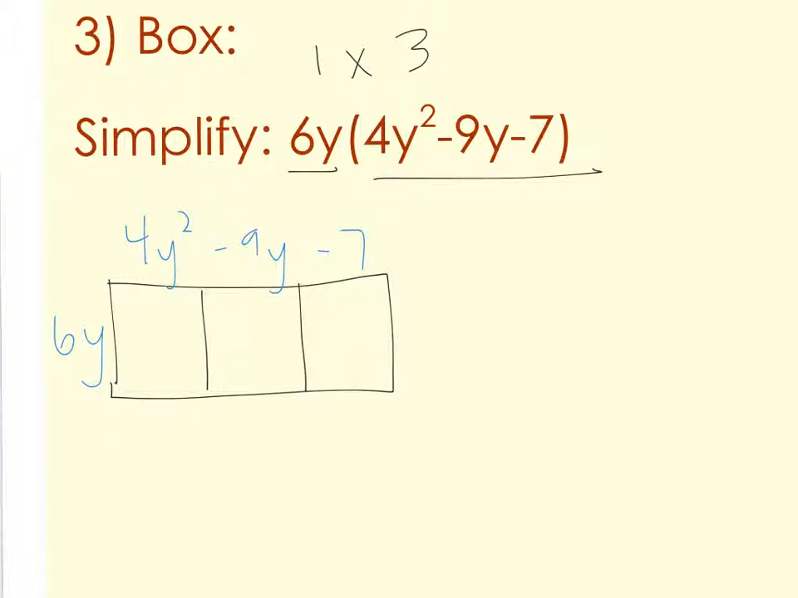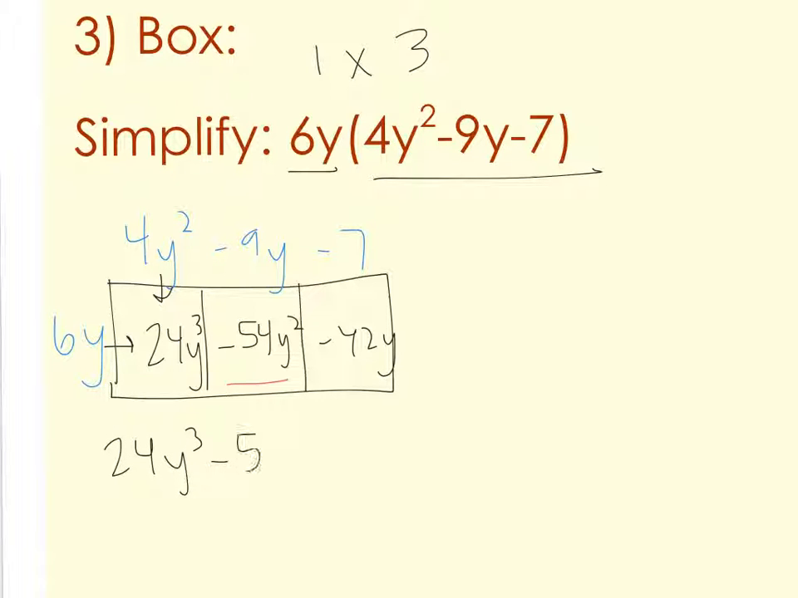And now I'm going to take the product of 6y and 4y squared and put that inside the box, which would be 24y to the third. Then in the second box here, I'm going to put the product of 6y and negative 9y to give me negative 54y to the second. And then last, in my last box, will be 6y times negative 7 to give me negative 42y. Now I look at my solution in my box, and I'm going to rewrite it down to show my answer, but I can already tell that there are no like terms.